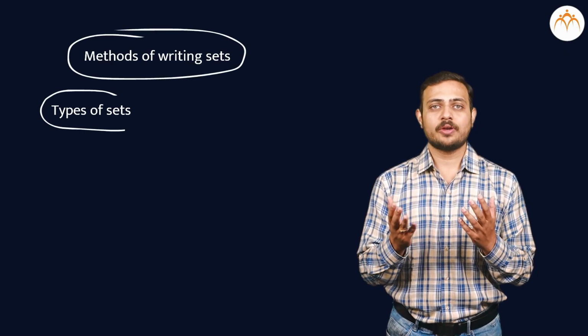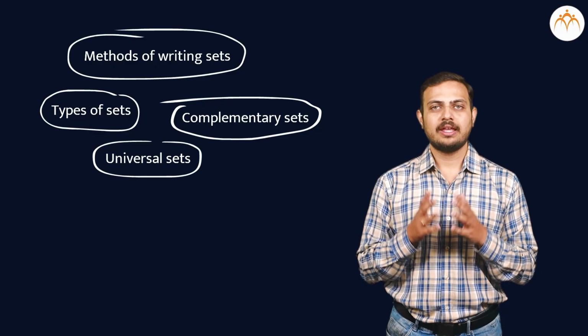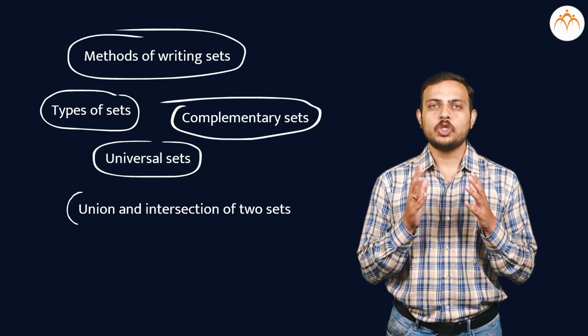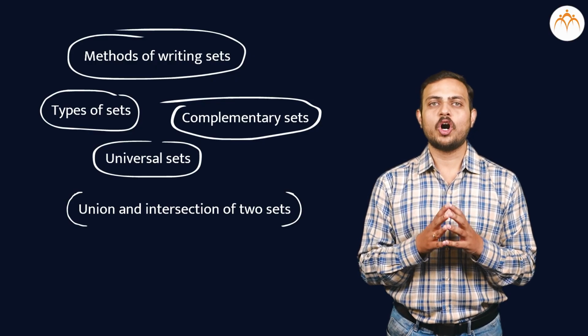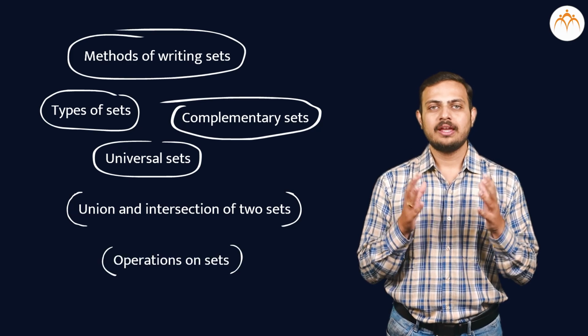You have previously learned the concepts as methods of writing sets, types of sets, complementary sets and universal sets. Now we are going to learn union and intersection of two sets and operations on sets.